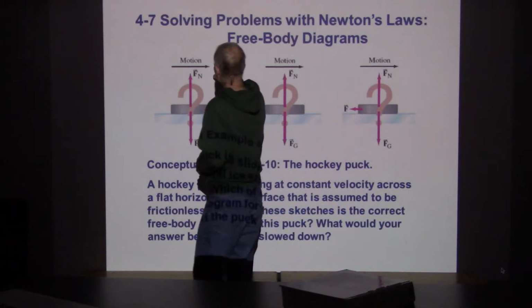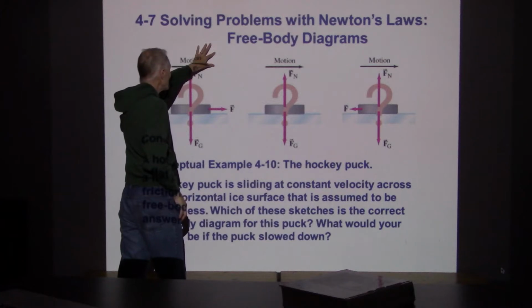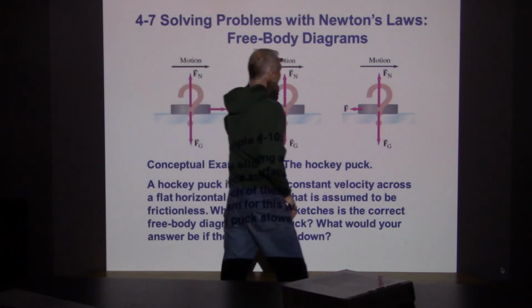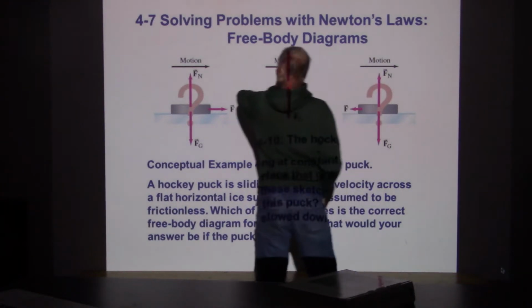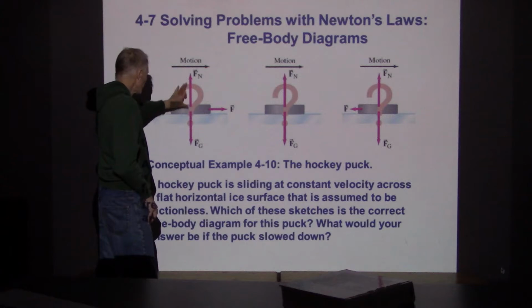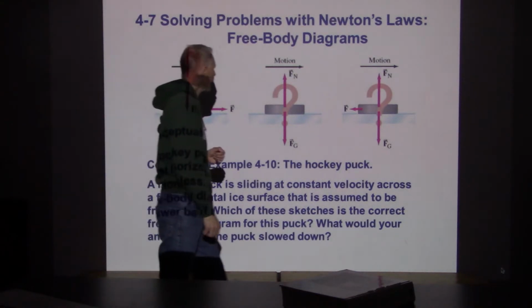They're calling it motion, which is a little vague. I'm going to say the velocity vector is here. That is velocity. This is the velocity vector. Here's the normal force, here's the gravitational force. Those are going to be equal to each other in magnitude.